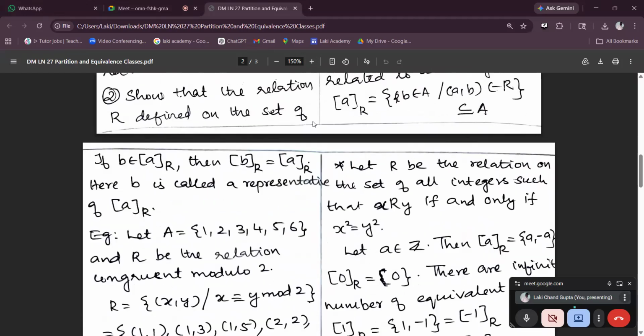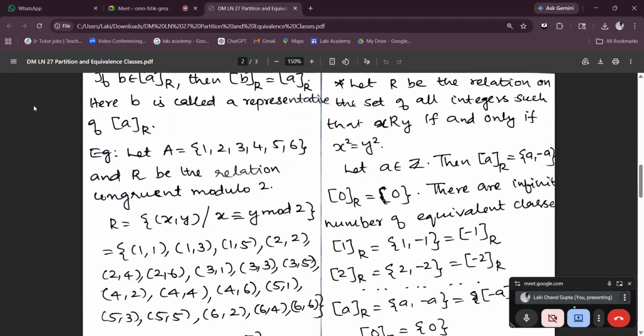Now look at this question. Can you try this? Tell me its equivalence classes. Square of x is equal to square of y, right? So what numbers are there whose squares will be the same?